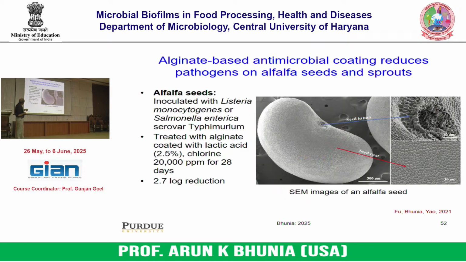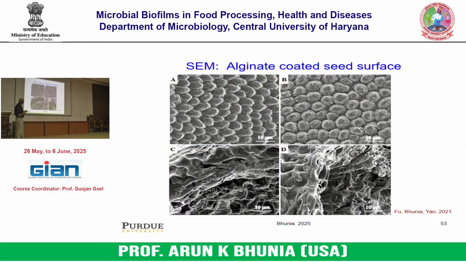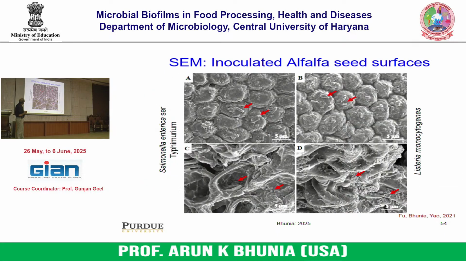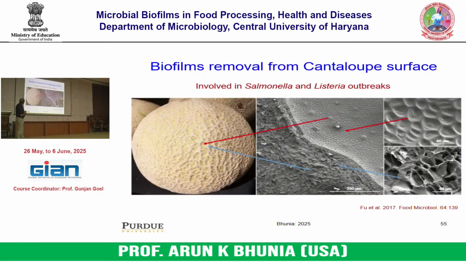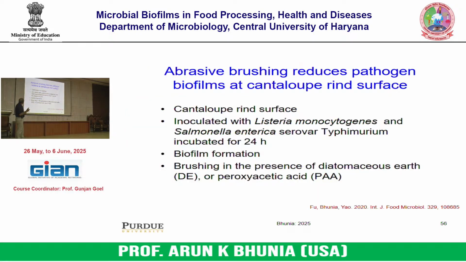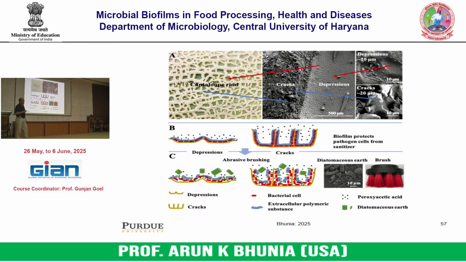So this is the seed architecture where the bacteria would be, and they use a lot of this technology to eliminate listeria and salmonella from the seed surface. You saw that on the cantaloupe surface. One of the clever things they did is called brushing and removing this biofilm. So physically you can break it down.